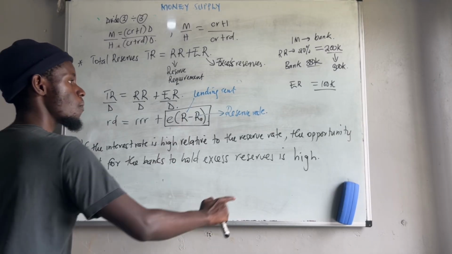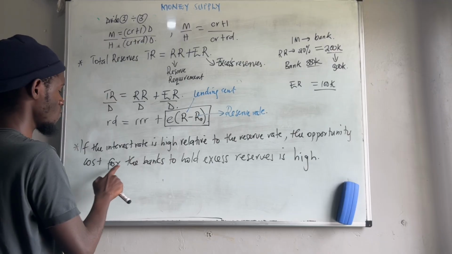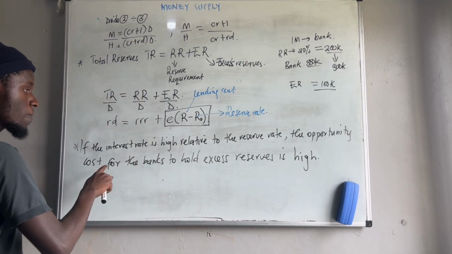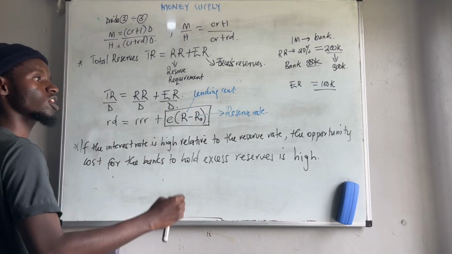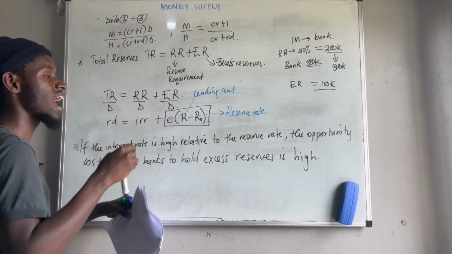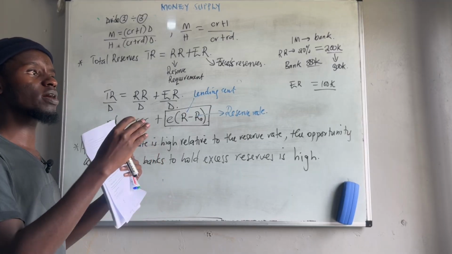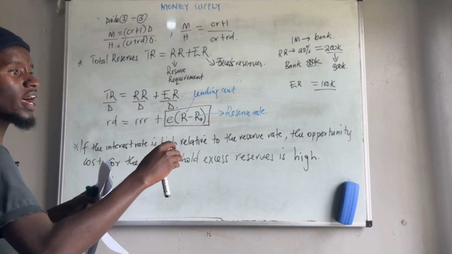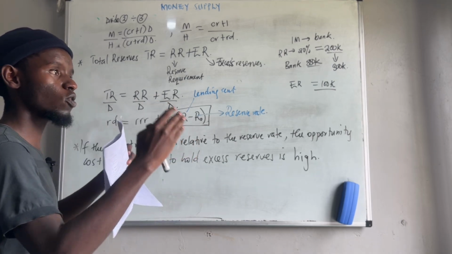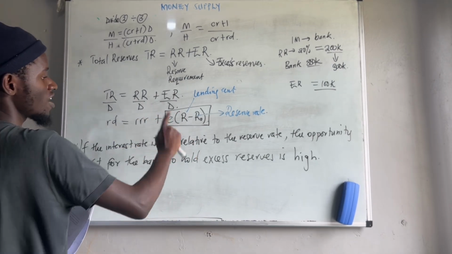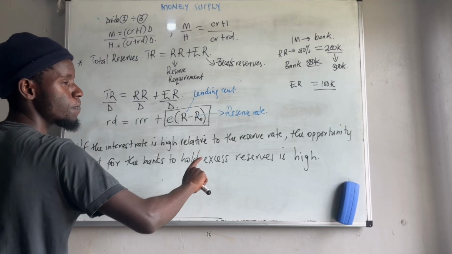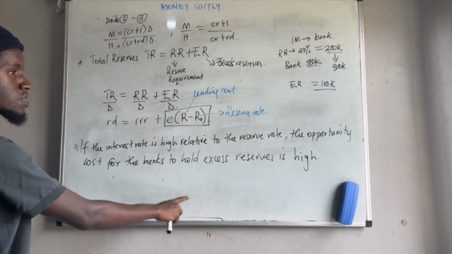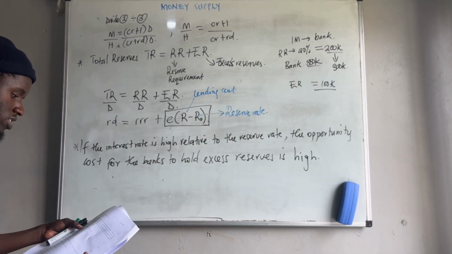Now that's saying the opportunity cost for banks to hold excess reserves is high. Like what the commercial banks lose out by keeping an extra amount of money with the central bank is high, in a way that the money they would have kept in the central bank will earn less interest because the reserve rate is low, as compared to when these commercial banks lend out to the public because the lending rate is high. Therefore, they will be losing a lot by holding excess reserves. I think this statement is making sense, and it is very crucial in our discussion.